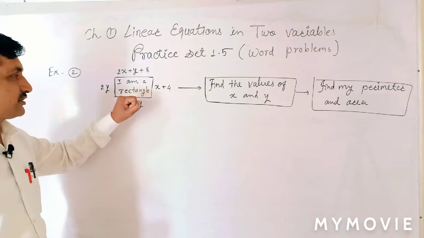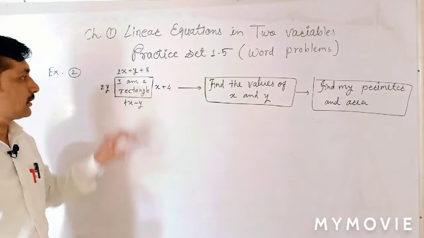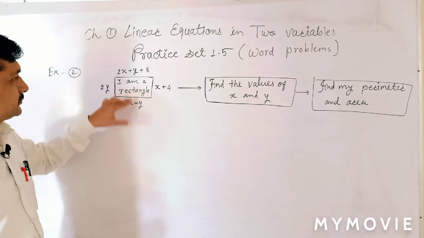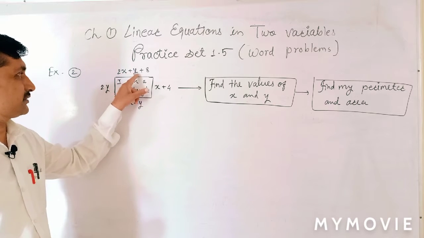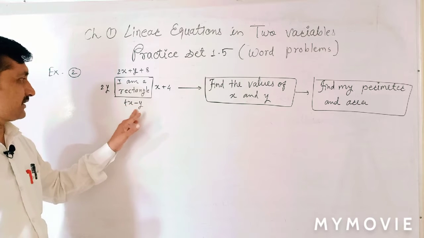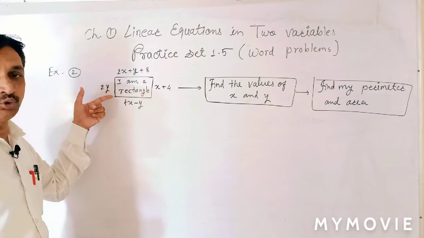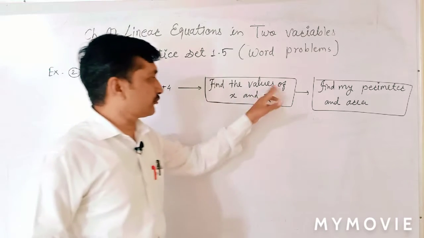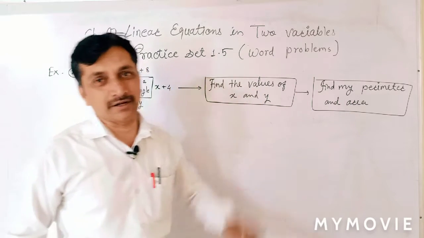Here only one figure is given, that is of a rectangle. Here the lengths of its sides are given: 2x plus y plus 8. Opposite of this is 4x minus y. Here x plus 4, opposite is this 2y. Find the values of x and y. Also find the perimeter and area of this rectangle.